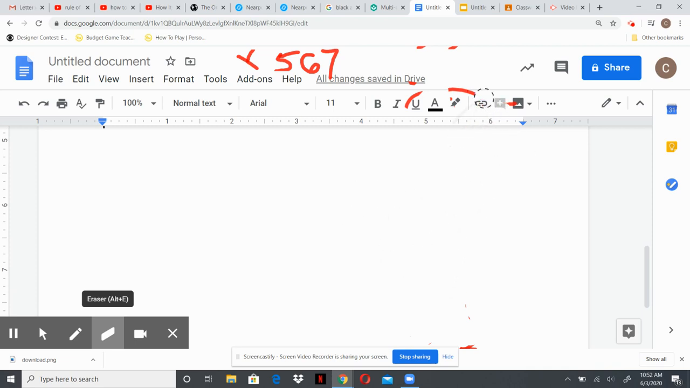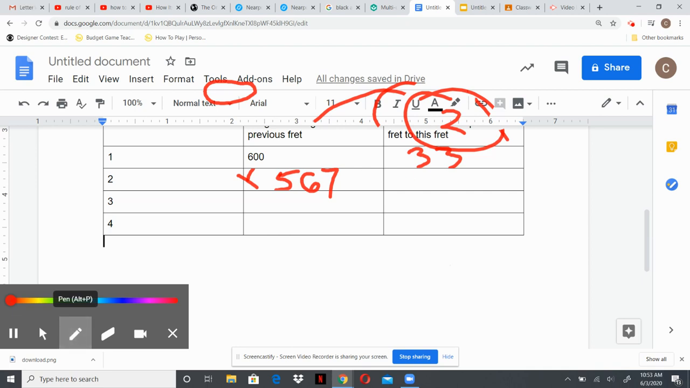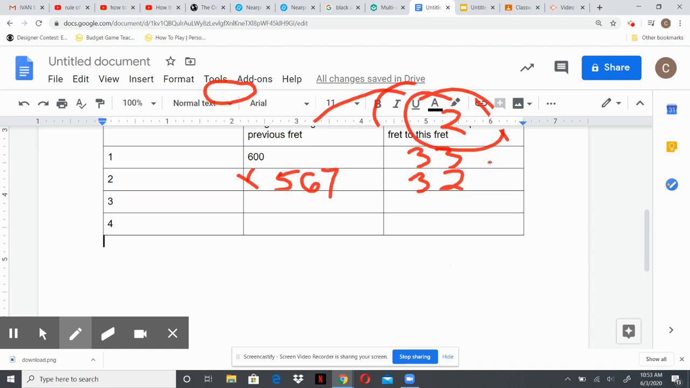Math sometimes, if you're doing it longhand, takes a bit of time. So that was 32.2. So first it was 33, now it's 32, okay? Now let's do one more fret. If we take 32 away from 567, that's going to be the length from the previous fret, the length of the string, which is going to be 535 millimeters. Now we're going to divide that by 18.